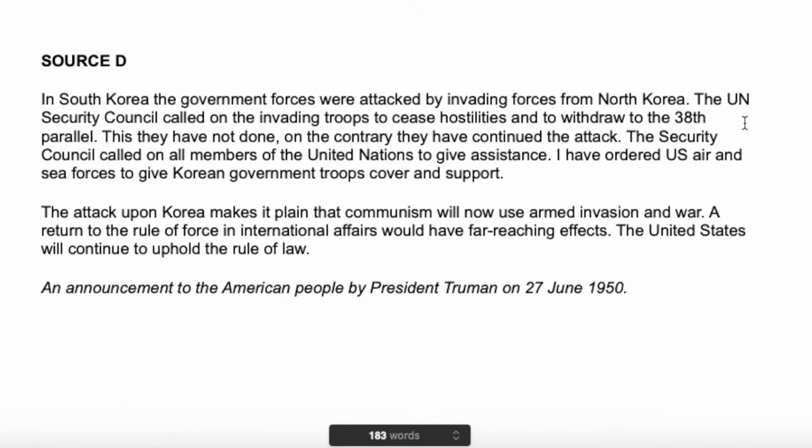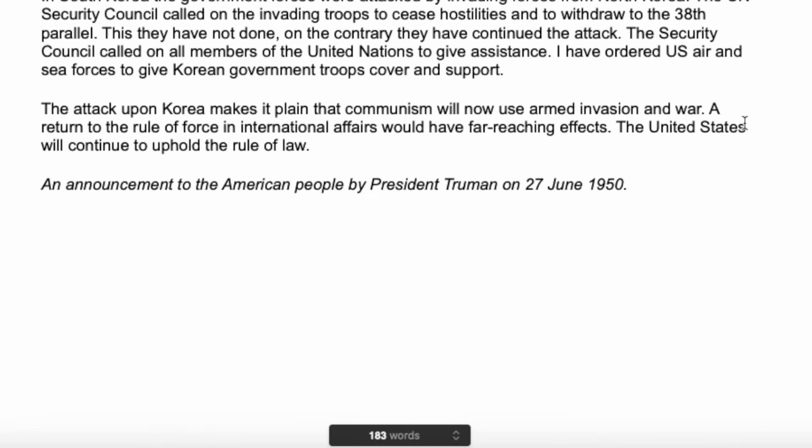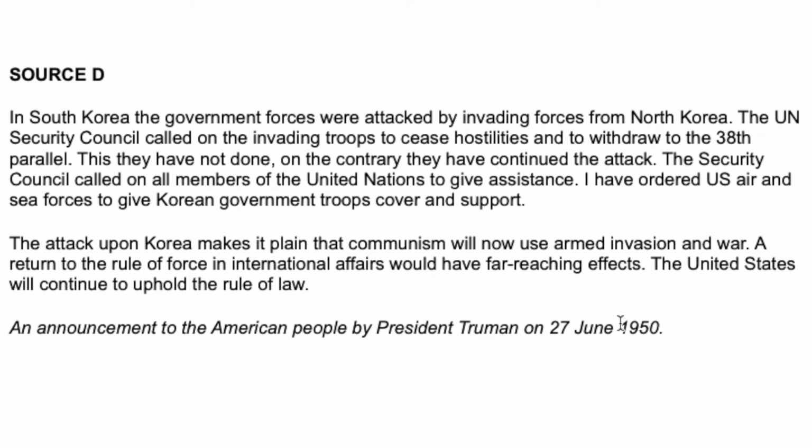Now let's look at source D, the provenance. An announcement to the American people by President Truman on 27th of June, 1950. So this is slightly different. It's an American source. It's from the American president, not a British source. It's around the same time period, the beginning of the Korean War. And it is saying that in South Korea, the government forces were attacked by invading forces from North Korea.